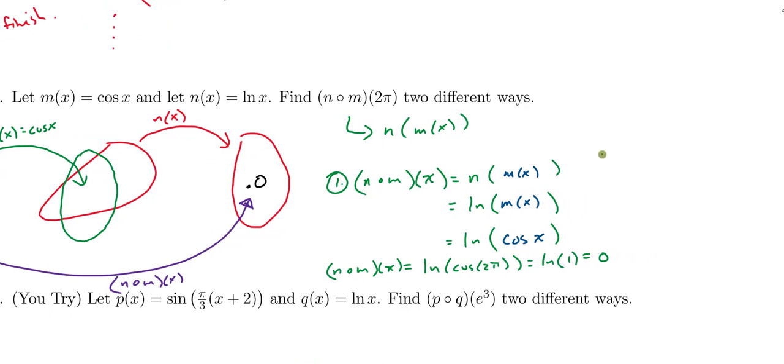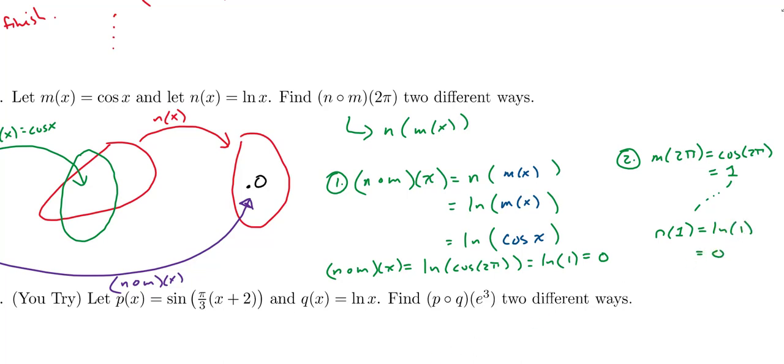The other way of doing it is the two-step process. So here we're going to first find m of 2 pi, which is equal to the cosine of 2 pi, which is equal to 1. So this is going to become the input into my second step. So we're going to find n of 1, which is equal to the natural log of 1, which is equal to 0.